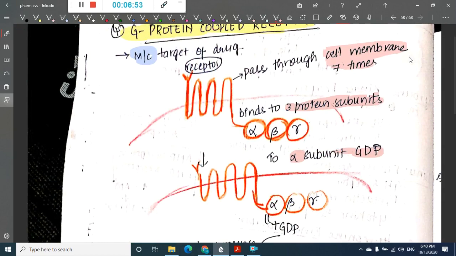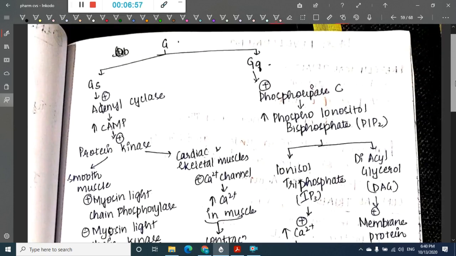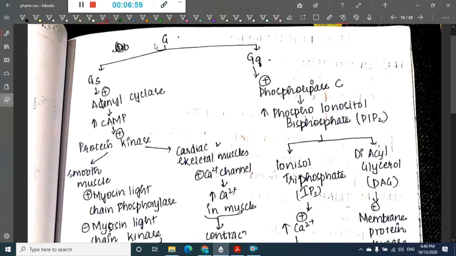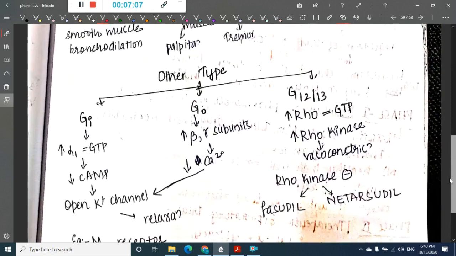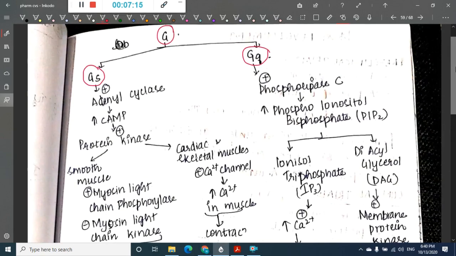This is about G protein coupled receptors. If you see, most of the receptors are G protein coupled receptors. These G protein coupled receptors are again of different types. One we have is the GS type and second we have the GQ type. We have other types also like GI, G0, G12 or 13 type. So these are the 5 different types of G protein coupled receptors.